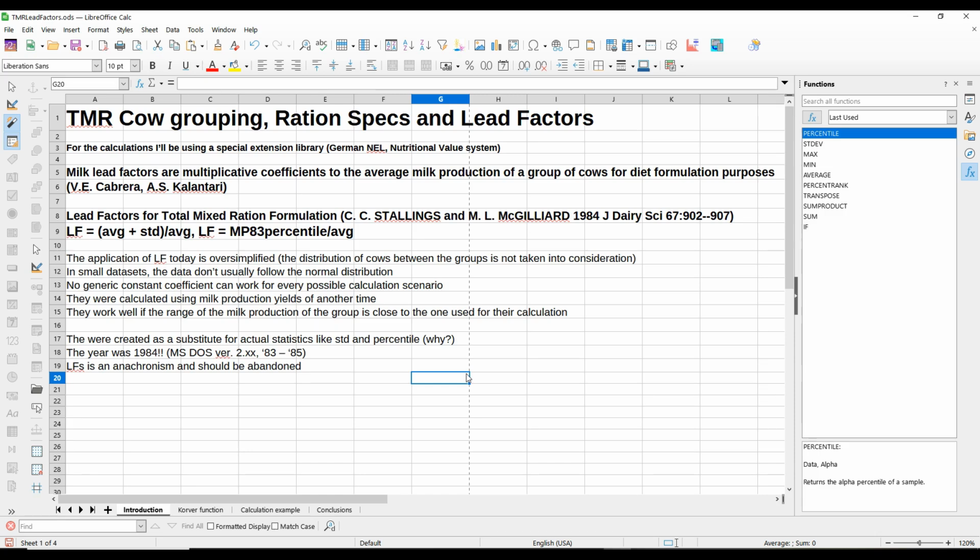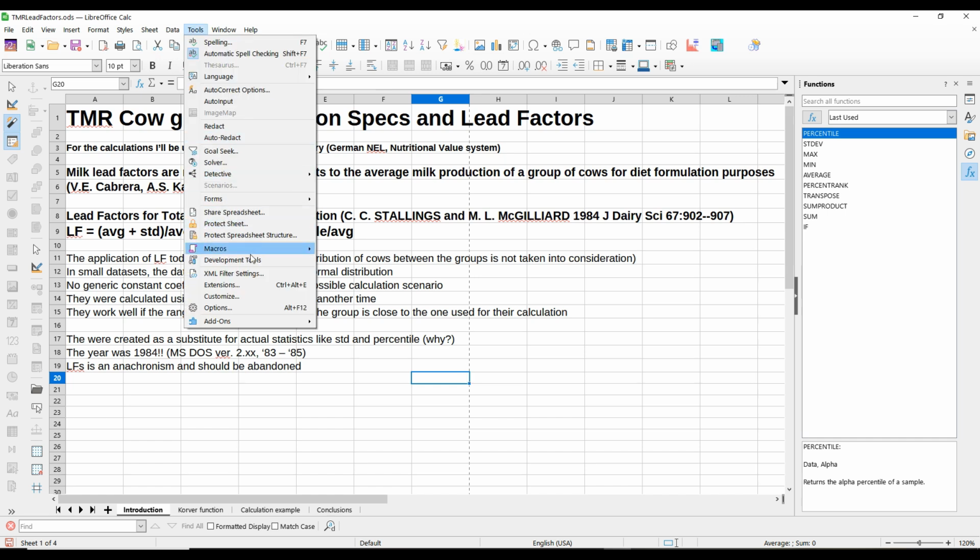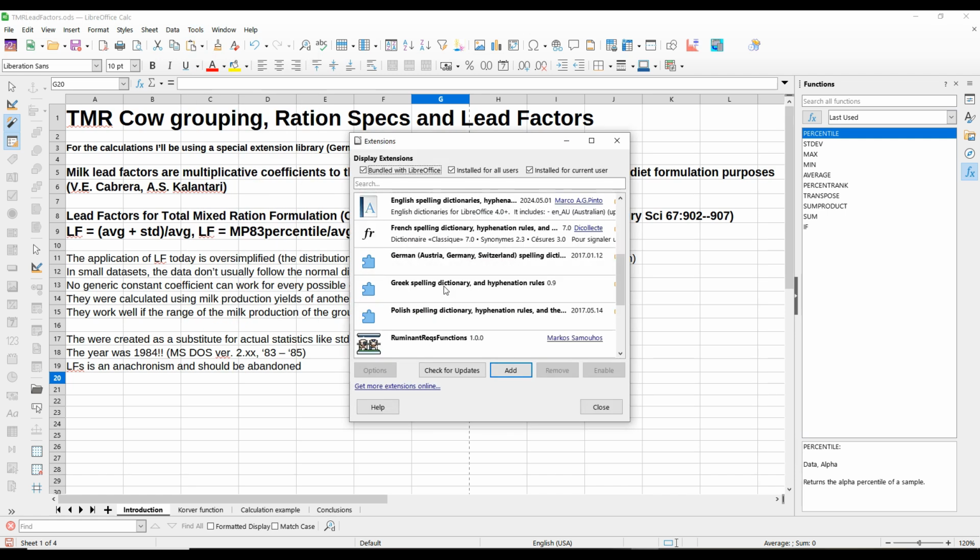Hello, I'm Marcus, and in this video I will talk about total mixed rations, cow grouping, ration specs, and lead factors, milk lead factors. For the calculations I'll use a special extension library. Let me show you. This is the extension library, that one.